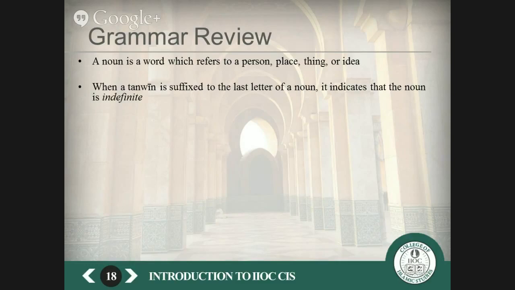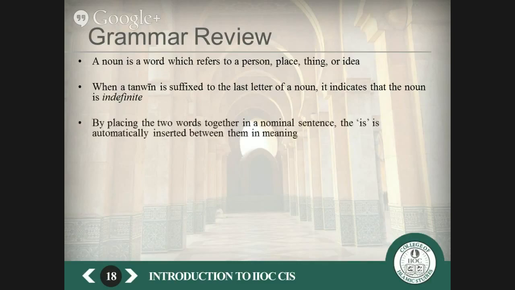Masjidun, a mosque. Ma'un, water. Good. All right. By placing two words together in a nominal sentence, the "is" is automatically inserted in between. So if I say, what does hadha mean? This. What does kitabun mean? A book. What does hadha kitabun mean? This is a book. So the "is" comes in.